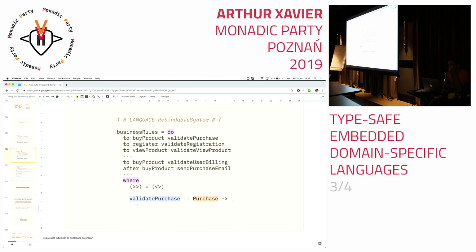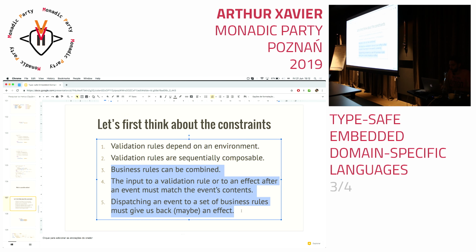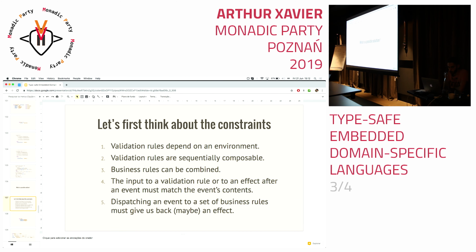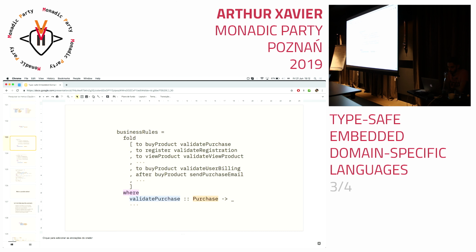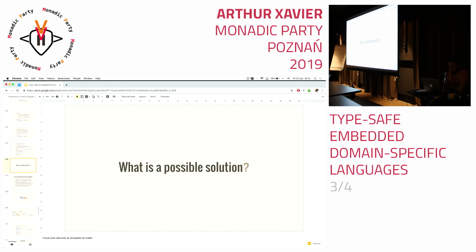So the more interesting part happens here when we try to build this whole thing, because of these three constraints here. The third one is pretty simple, but this one here is the most interesting one, right? How exactly do we match the input to a validation rule, or to an effect, for that matter, to the event that was dispatched? If we see the events definition here, which is somewhere, okay, here, we can see that an event in our case is a data type that has a bunch of cases in it where each of those contains something, okay?